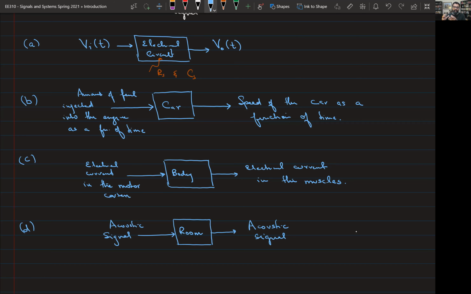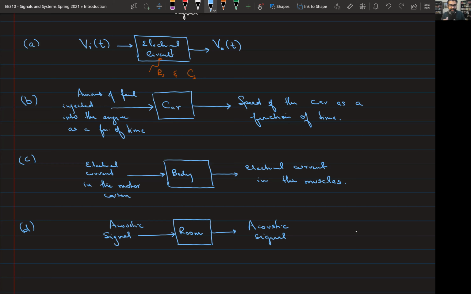So there is a certain response that the room is going to induce, right? And that really depends on what the room looks like. If there's a bookshelf here, instead of the bookshelf being there, what you would hear at the other end is going to be different, right? So the relationship between the acoustic signal at the output at one location and the acoustic signal at the input at another location really depends on what the room looks like, or the kind of objects that you have in the room, right? And I can say that the room is a system because the input is an acoustic signal and the output is an acoustic signal.